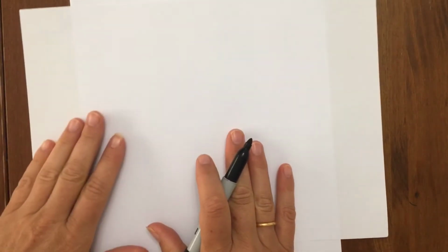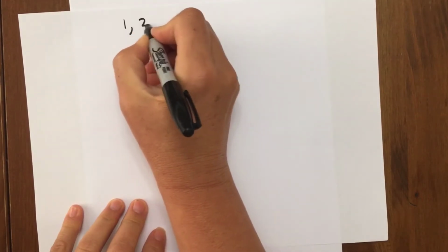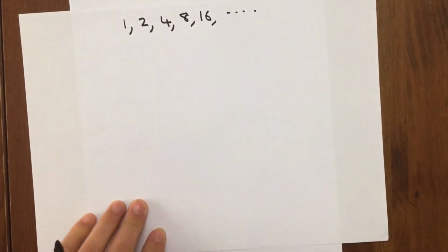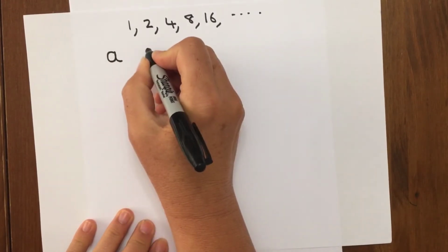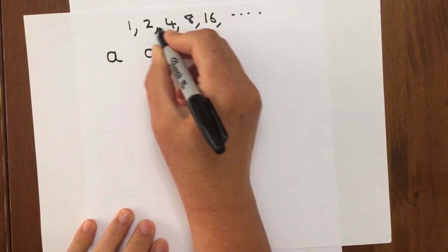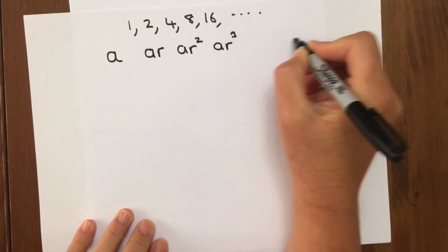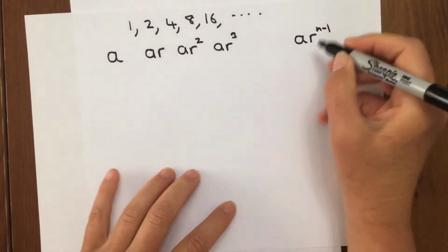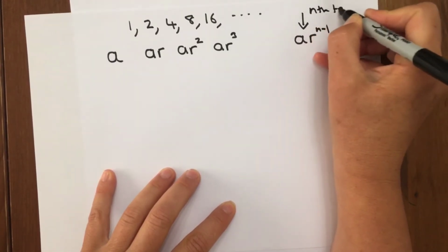So, a geometric progression is something like this. 1 times 2 times 2 times 2 times 2. It has a common ratio r. Okay? So if I call the first term a, and the second term is a times r, for example, 1 times 2. Then I'm going to times by r again. And I'm going to times by r again. And I'm going to keep on going until I get to my nth term. Remember, this here is your nth term.